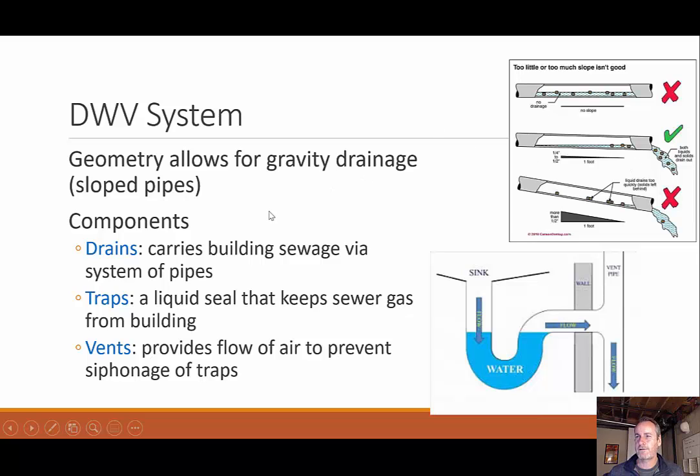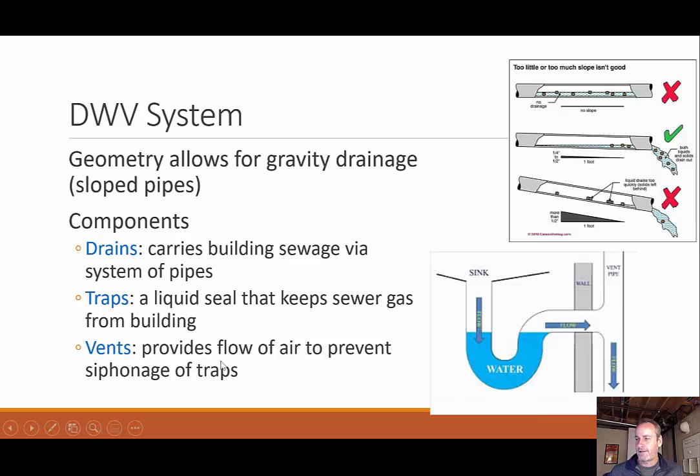The components of a DWV system: we have the D, which is the drains, which carry building sewage via a system of pipes like we were just talking about. We have traps. You'll see this anytime you look underneath a sink. You'll have this little U shape, right? The purpose of that U shape is as water comes down, you can imagine it fills up, and then the water would overflow and go down into the rest of the sewer system. But what we don't want is the sewer gas coming up from that line into our house. So what this little trap does is it traps the air, keeping the sewer gas from getting into our house, because it'd be stinky and nasty and could be even harmful, right?